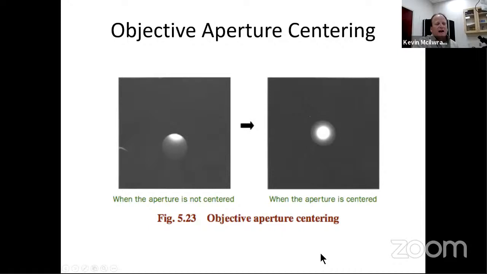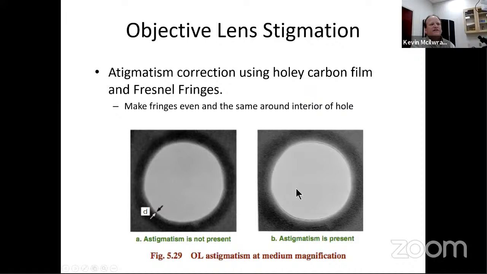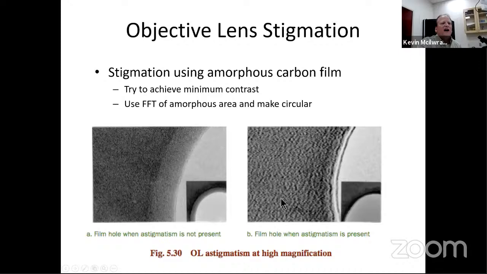Now, objective lens stigmation. That's something that I'll check, and I'll show you that as well. I tend to use an FFT of the image that I'm looking at at a higher mag. People used to do it this way: they would try to make this ring even. You could look at a film at high mag that's amorphous. You can see here's astigmatism. It's directional, it's got all the shift in one direction. Here, everything's fine, much better.